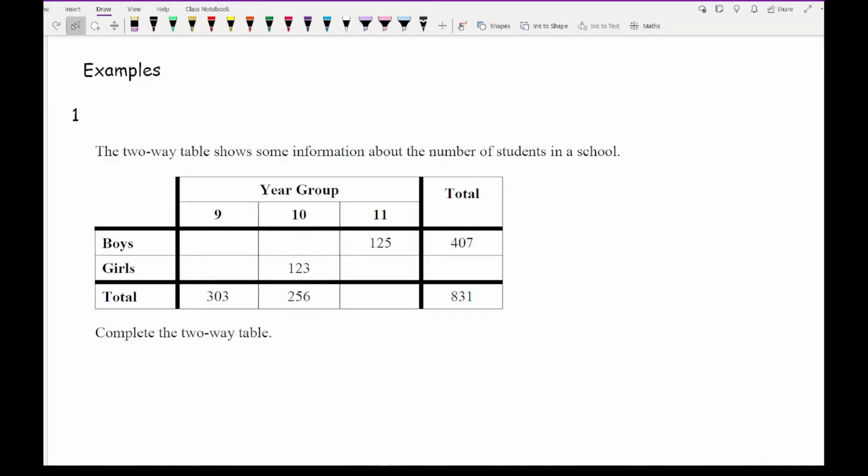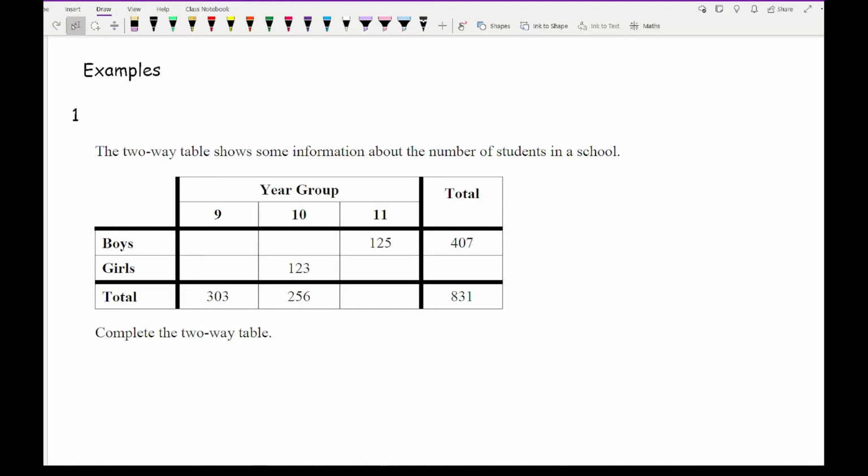In this first example, it says that the two-way table shows some information about the number of students in a school. So here we've got year groups and we've got gender. And the question is asking us to complete the two-way table. So here you can see we've got quite a lot of missing numbers from this table. Now, there may be one way of working this out, but there may be more than one way. Basically what we need to do is fill in the totals first.